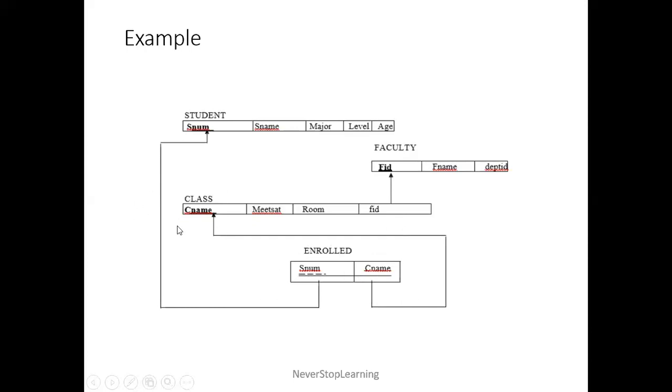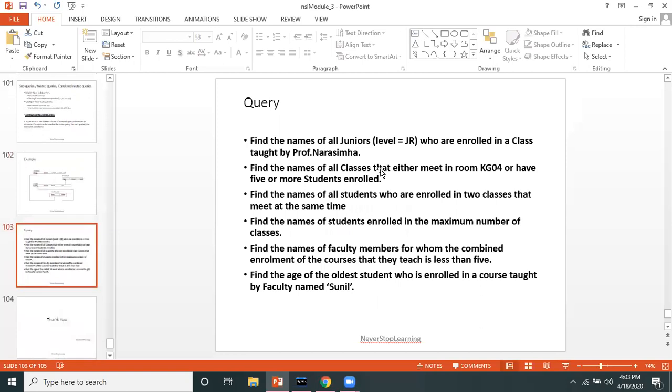Here is the class table, for which we have class name, and where we are meeting, meaning the location of that class. I have given this attribute the name meets at. Then room number. And then we have a faculty ID as a foreign key for this table. This faculty ID is the primary key for the faculty table, and this faculty table consists of faculty name and department ID. So this is one schema, and for this schema we are going to solve all these queries.